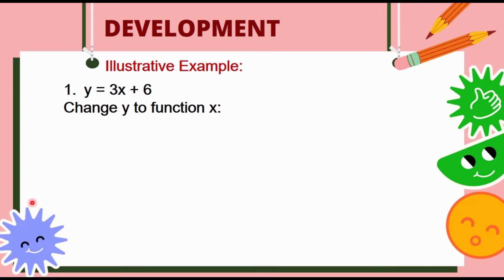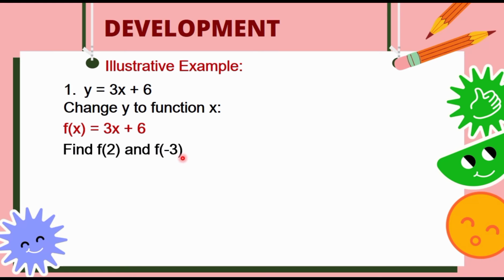Okay, let us evaluate the example under function notation. So we have y is equal to 3x plus 6. So as you can see, ang ating ginamit pa na variable dito is y. So since our topic is all about function notation, we need to change y to function x. So it should be f of x is equal to 3x plus 6. So we just need to replace y by f of x. After that, we can evaluate or we can find different values of x using our function notation. So here we have find f of 2 and f of negative 3.